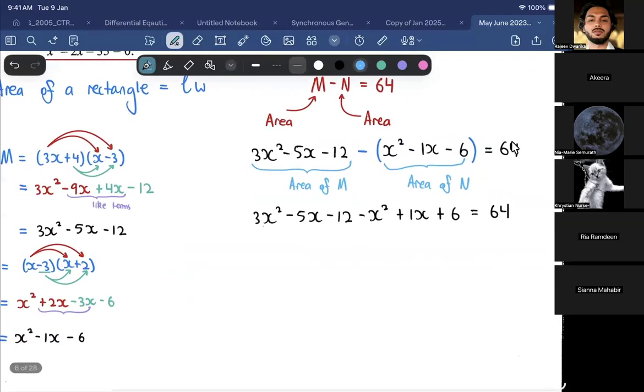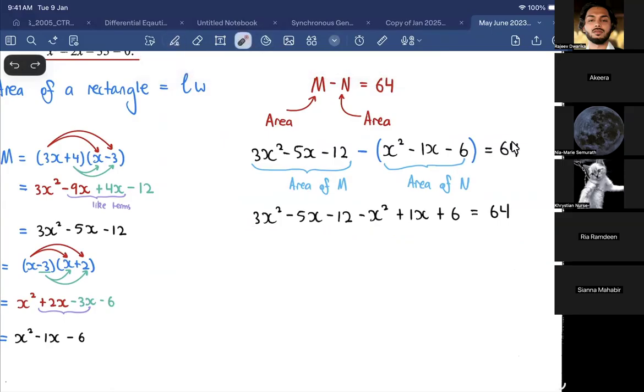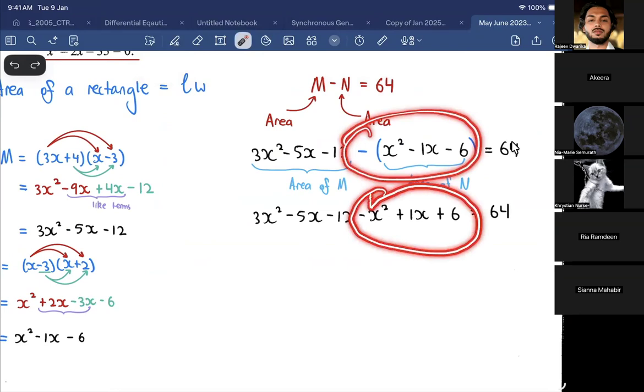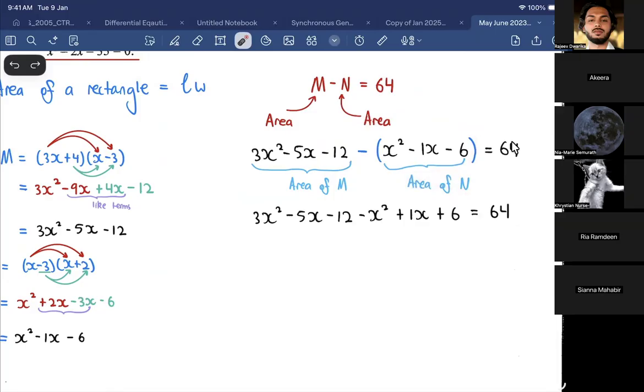Now let's look to simplify this. Please identify what are the like terms in this. By the way, is anybody confused about how I distributed that negative throughout all the terms in the bracket? We understand, sir.